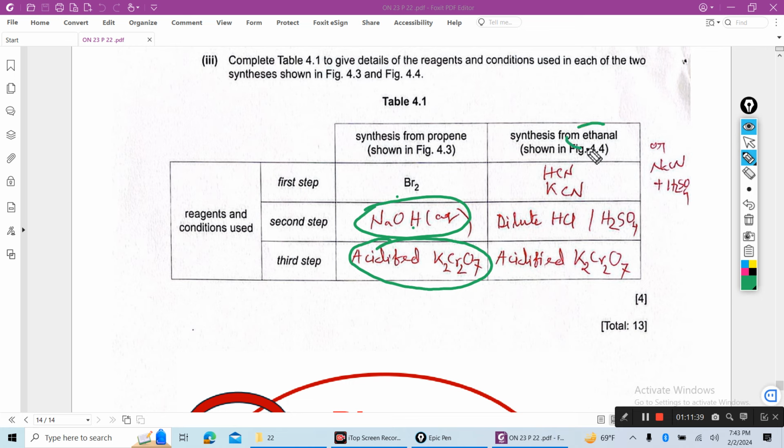Now from ethanol, first reaction: hydrogen cyanide in the presence of potassium cyanide. Second step, dilute sulfuric acid or dilute hydrochloric acid, I mean acid hydrolysis. Third step, acidified potassium dichromate. Now you see the reaction scheme.